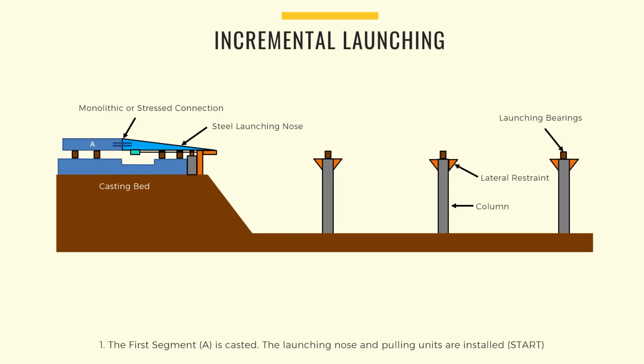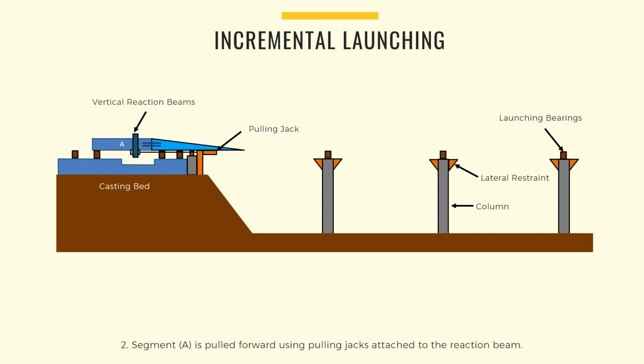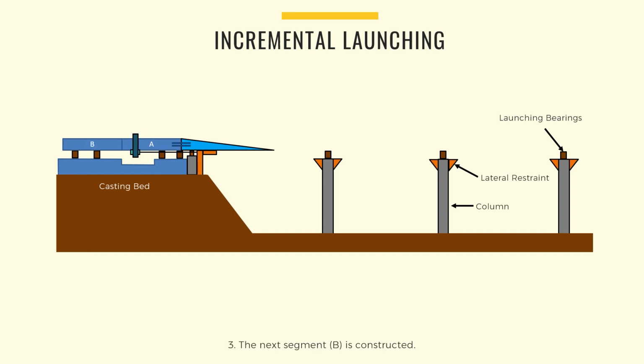Incremental launching starts with the installation of the launching nose, which is normally 60 to 80% of the longest span length of the bridge, and casting of the first segment. The launching nose and first segment are connected via monolithic or stressed connection. Next, the launching nose and first segment are then moved forward, in this case using pulling jacks. Afterwards, the next segment is then constructed and connected to the first segment. The segments are then further launched forward. From this point onwards, the previous steps are repeated.